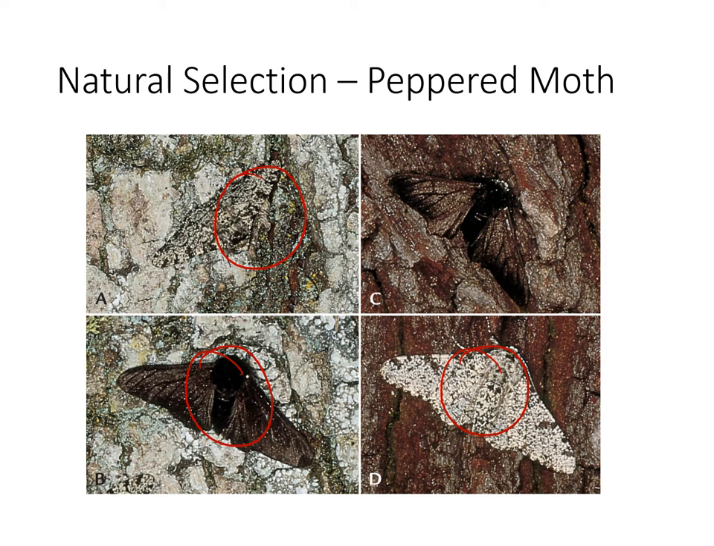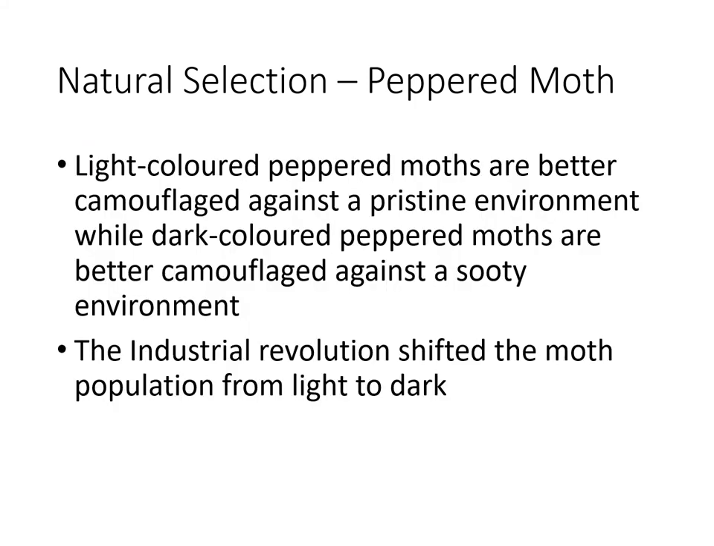And you can see that some of the moths are blending in a little bit better with the environment than others. It depends on the color of the tree bark that they're on. So on this kind of grayish background, then it's good to be a gray moth. If it's a darker tree bark, then it's better to be a darker color moth. So before the Industrial Revolution, there were actually more light-colored peppered moths because they are better camouflaged against a clean tree bark, which is lighter in color. And the dark ones would stand out when they are resting on the tree bark, and therefore they get eaten more easily by birds and whatnot.